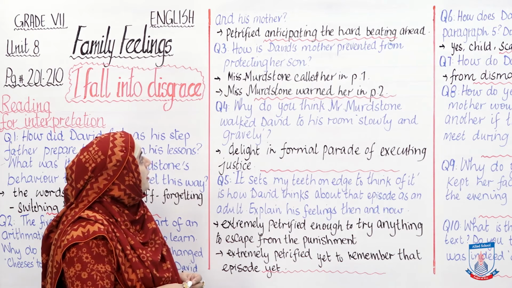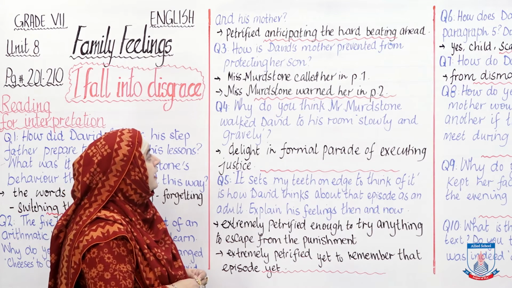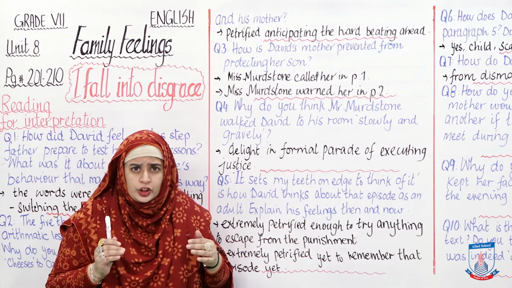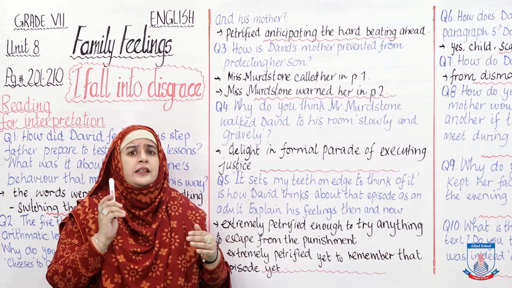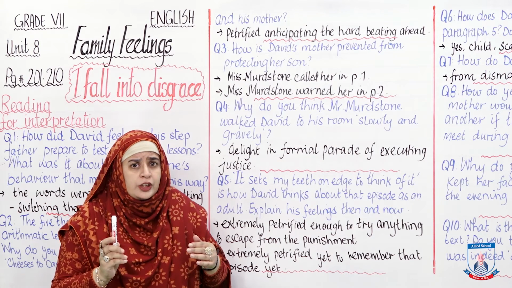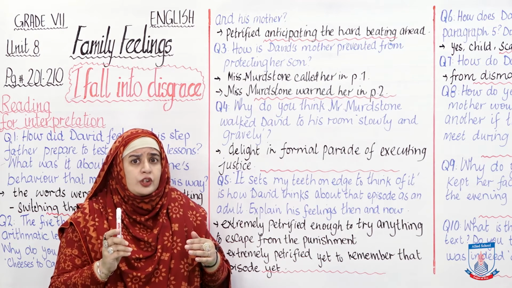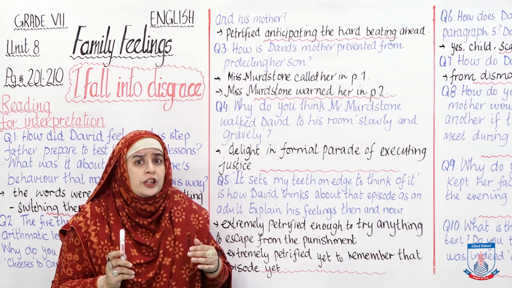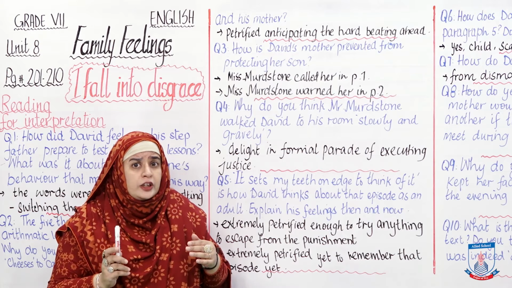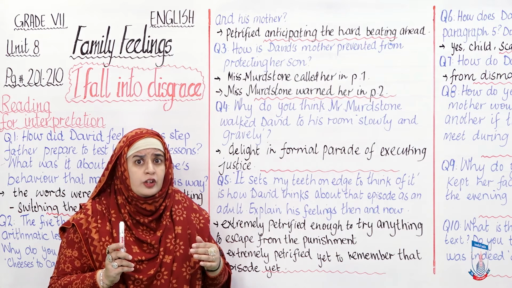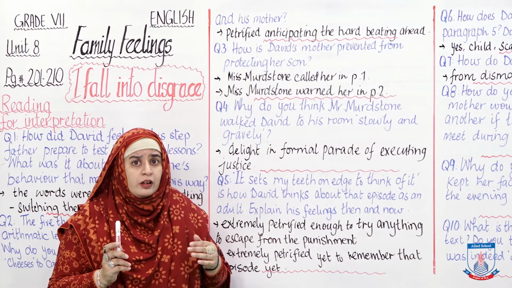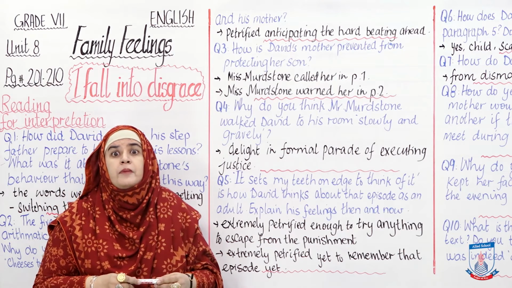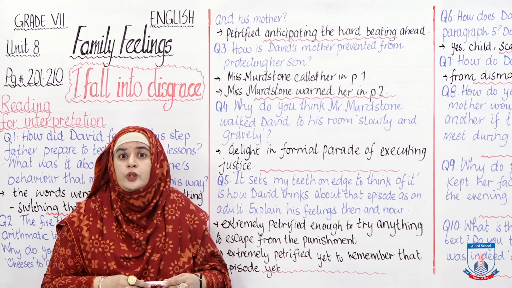How is David's mother prevented from protecting her son? If you will read the comprehension, you will see that when David's mother shouted, Miss Murdstone shouted and warned her and looked at her firmly and said, Clara, do not interfere. Right? So she was stopped by Miss Murdstone's warning tone.